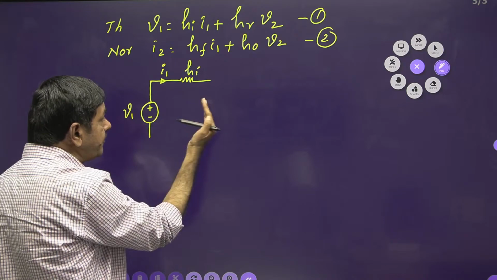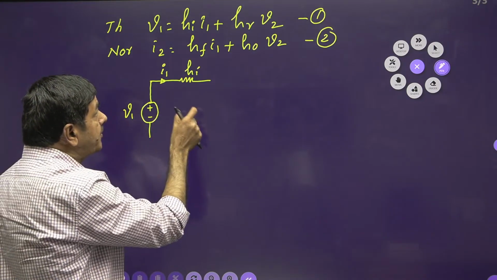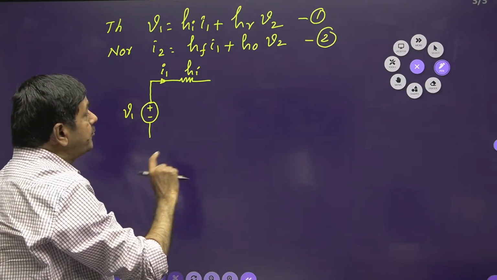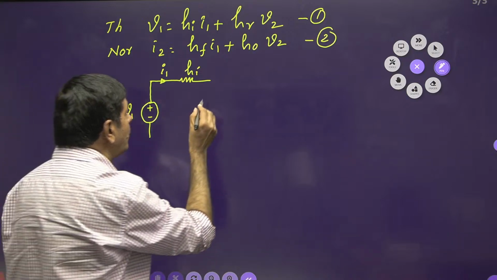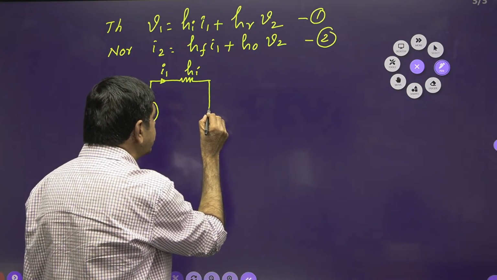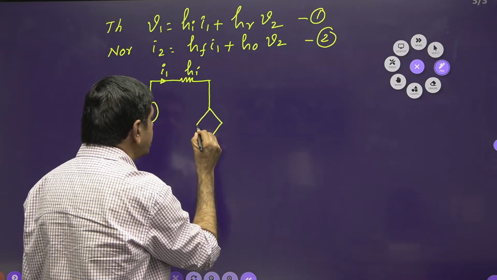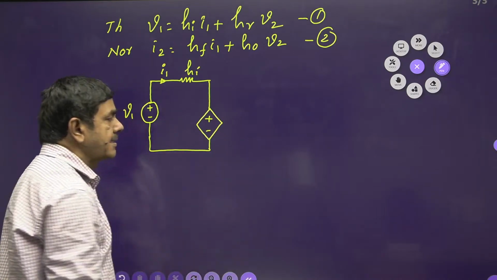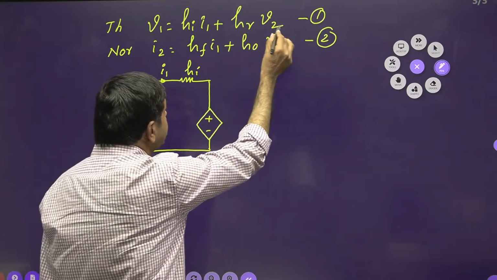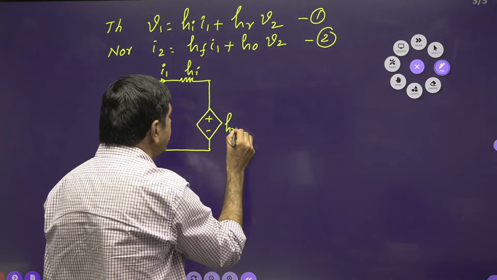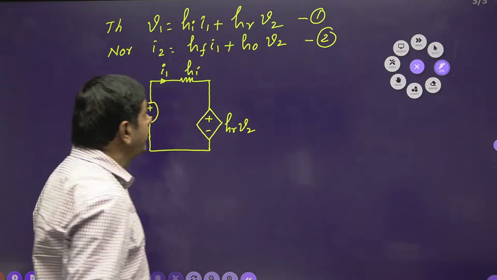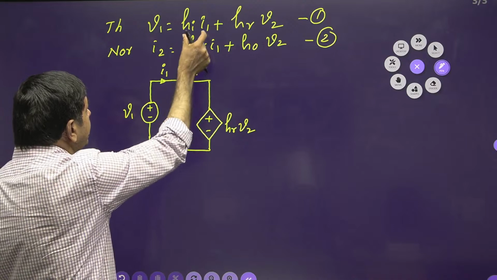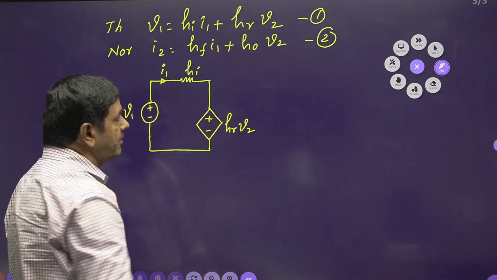This is nothing but the input circuit. The input circuit depends upon V2, and V2 means output voltage only. Whenever the input circuit depends upon the output voltage, we need to take one dependent source here. Here one dependent source is required, a plus-minus source. Its value will be HR into V2. HR into V2 we have taken. Yes, now the equation is exactly satisfied: V1 equals HI into I1 plus HR into V2.